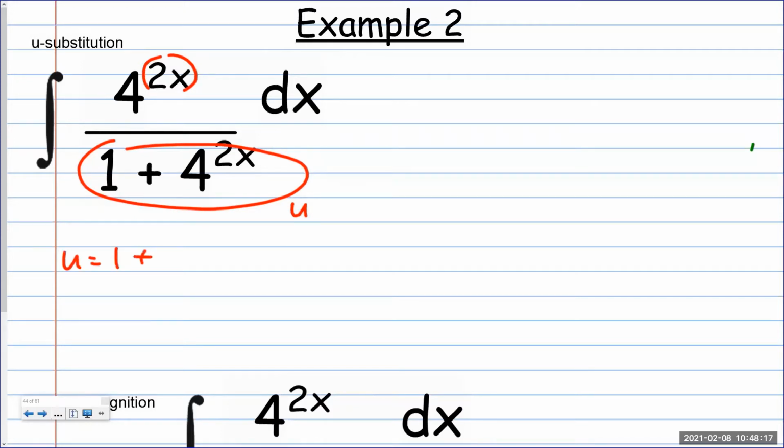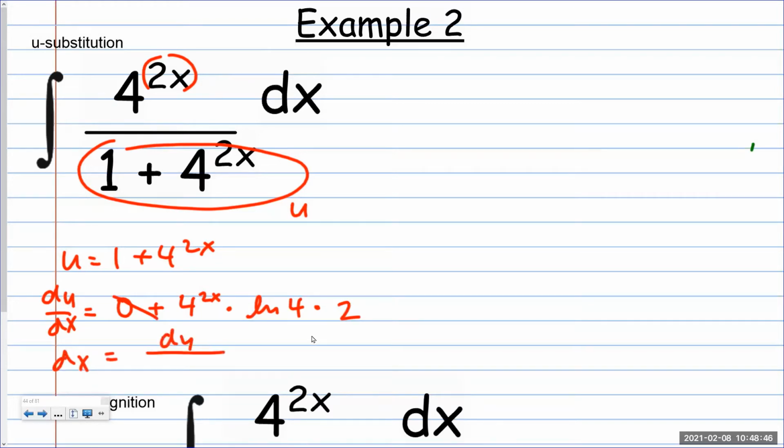u equals 1 plus 4 to the 2x. What's the derivative of this? du/dx. What's the derivative of 1? 0. What's the derivative of a to the u? a to the u times, there's three parts, remember? a to the u times ln of a, good, times the derivative of 2x, which is 2. And you can't multiply any of them together. But I can't just get rid of this 0. All right? So dx is going to be equal to du over this whole thing, not multiplied together.